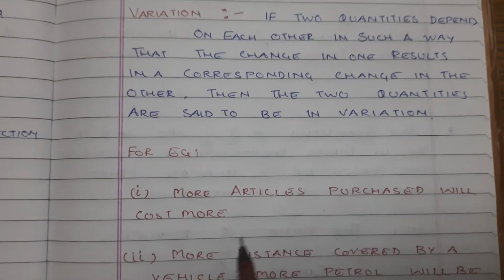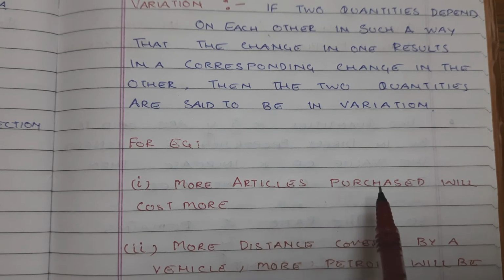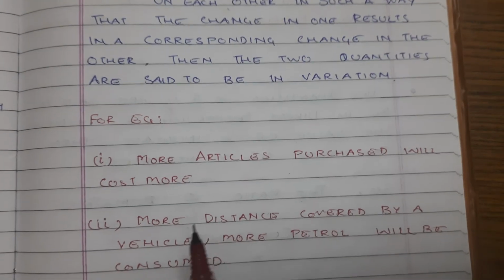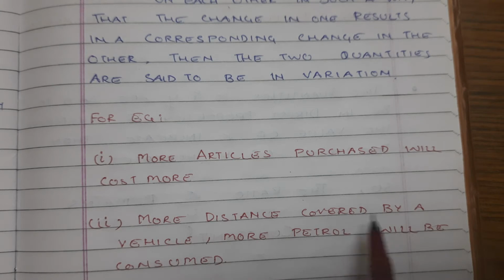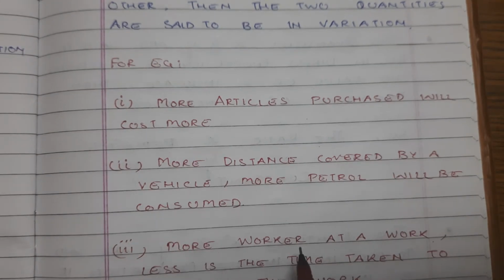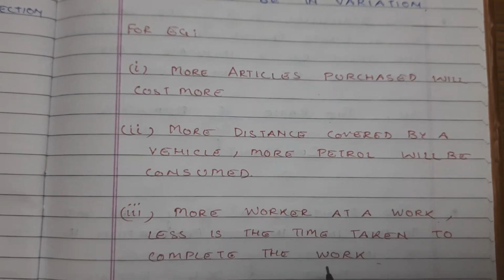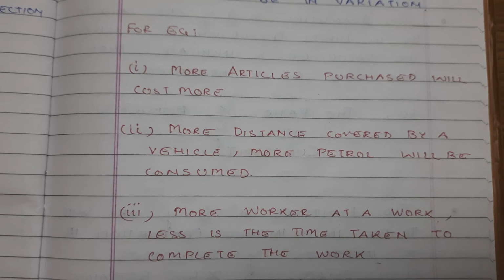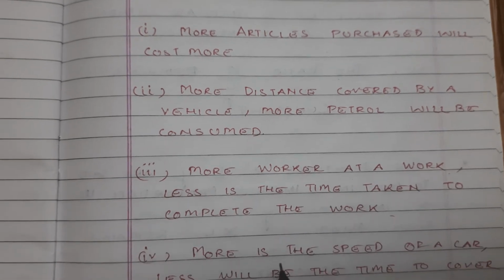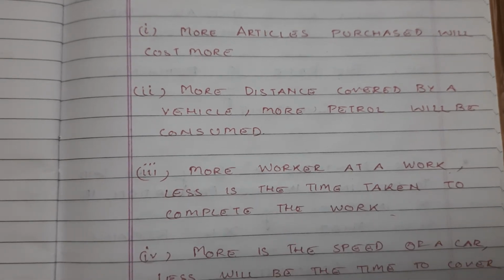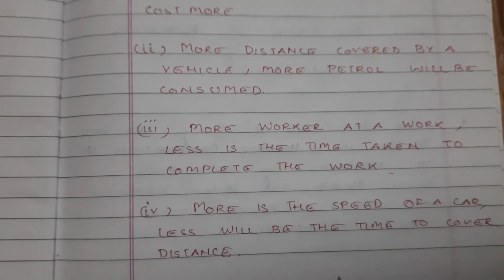For example, more articles purchased will cost more. More distance covered by a vehicle, more petrol will be consumed. More workers at a work, less is the time taken to complete the work. Next is more is the speed of a car, less will be the time taken to cover that distance.